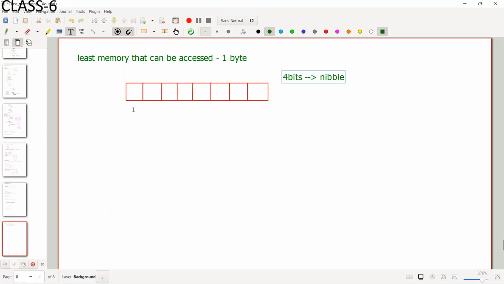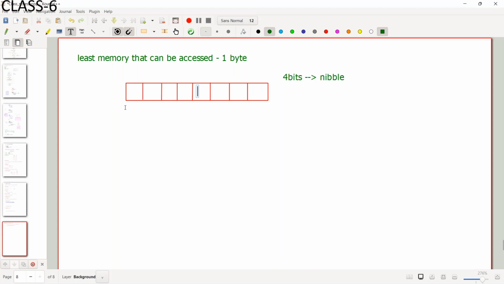Okay, so whenever anything gets the memory, it will be at some address. So the address is only for at least 1 byte of data. Address can be given only for at least 1 byte of data. That's why there are no separate addresses for the bits. Bits are a part of 1 byte, so there are no separate addresses for the bits.